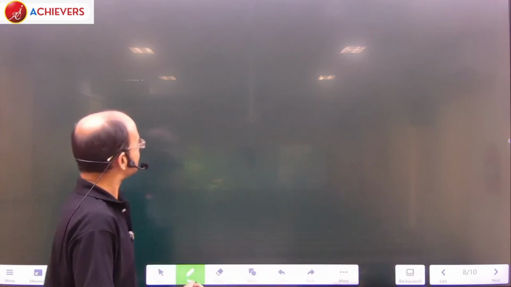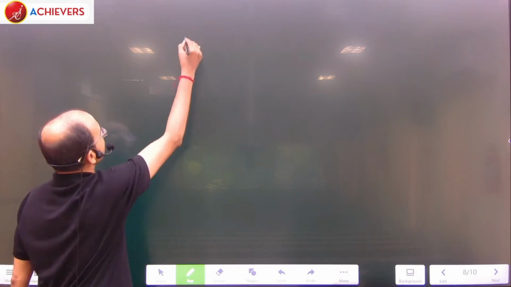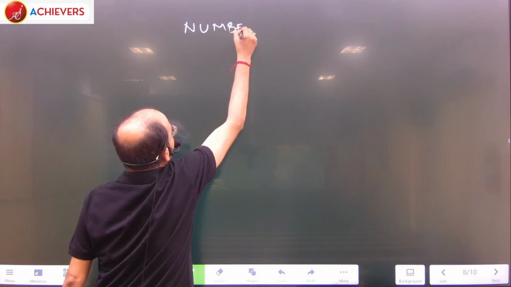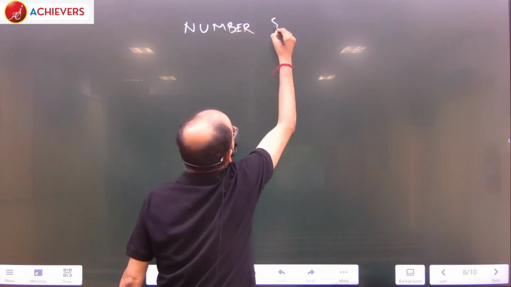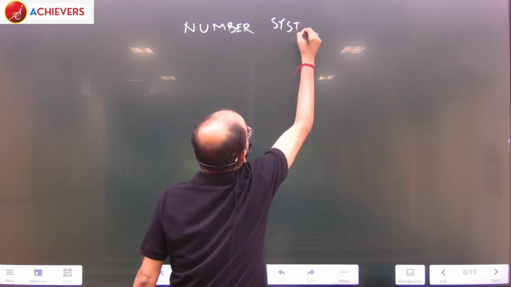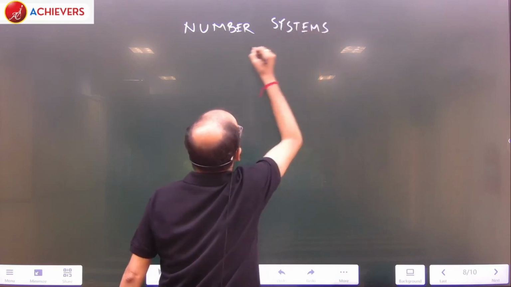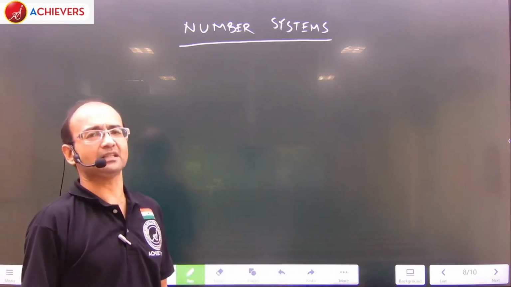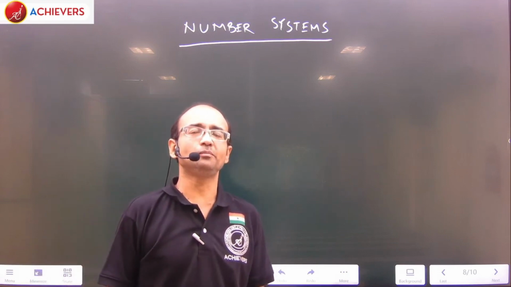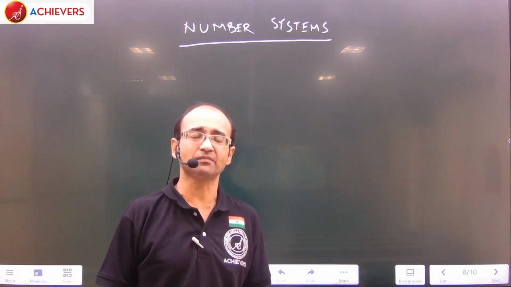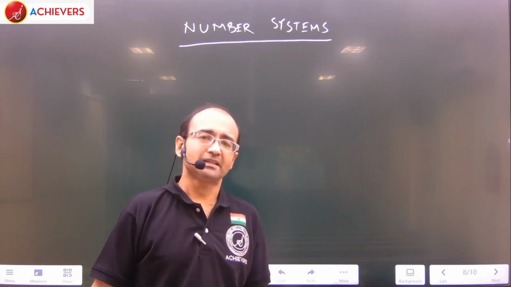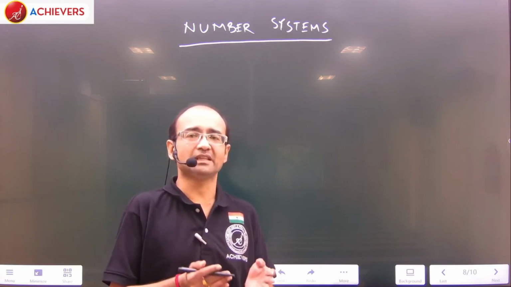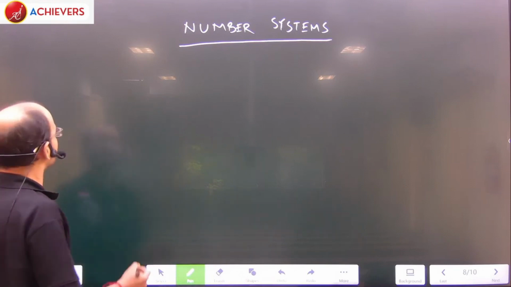So we will be starting with the number systems. In total, defining the number systems, first we will be just discussing the decimal number system, and then we will be evaluating the other number systems with respect to the numbers given in the decimal number system. Let's have a look.